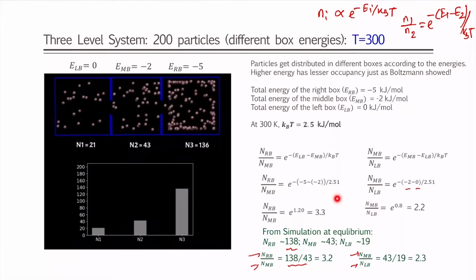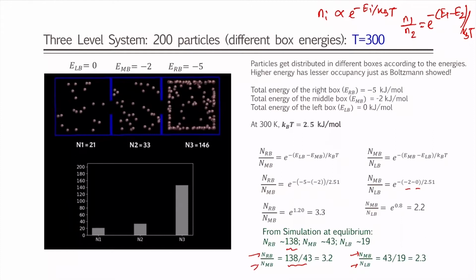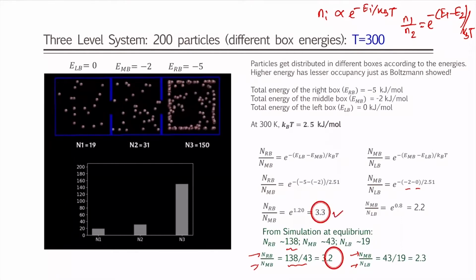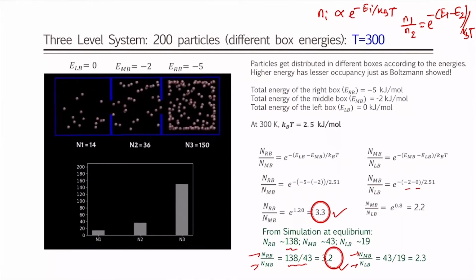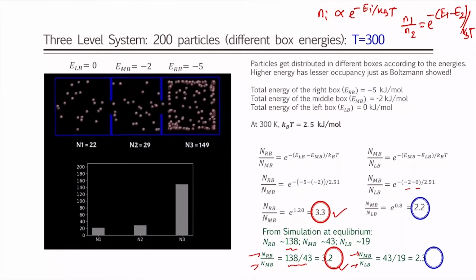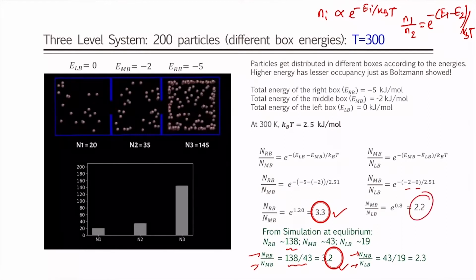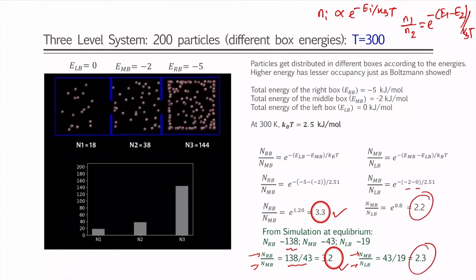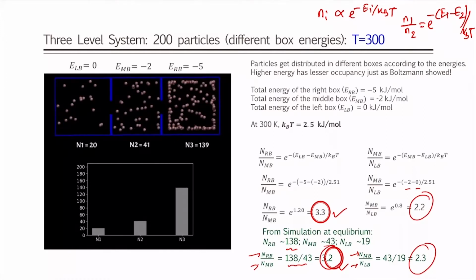And when we take the ratios of the numbers, we get 3.2 for the ratio of right box and middle box, and we get 2.3 for the ratio of the middle box and the left box. This is just from the simulations, and this is what we expect from the Boltzmann distribution based on the energy of individual boxes. And you see, remarkably, these values 3.3 and 3.2 are very close, and 2.2 and 2.3 are also very close.